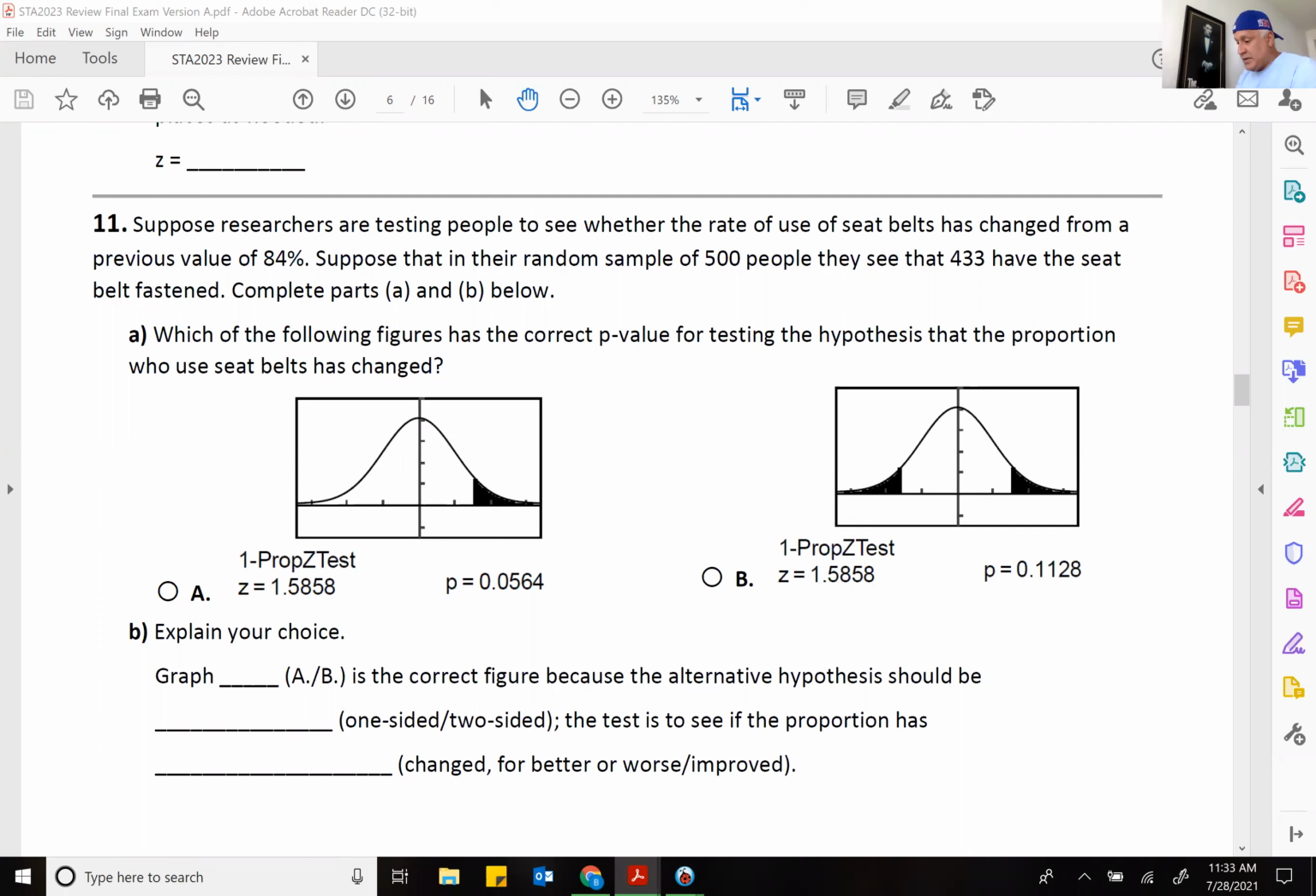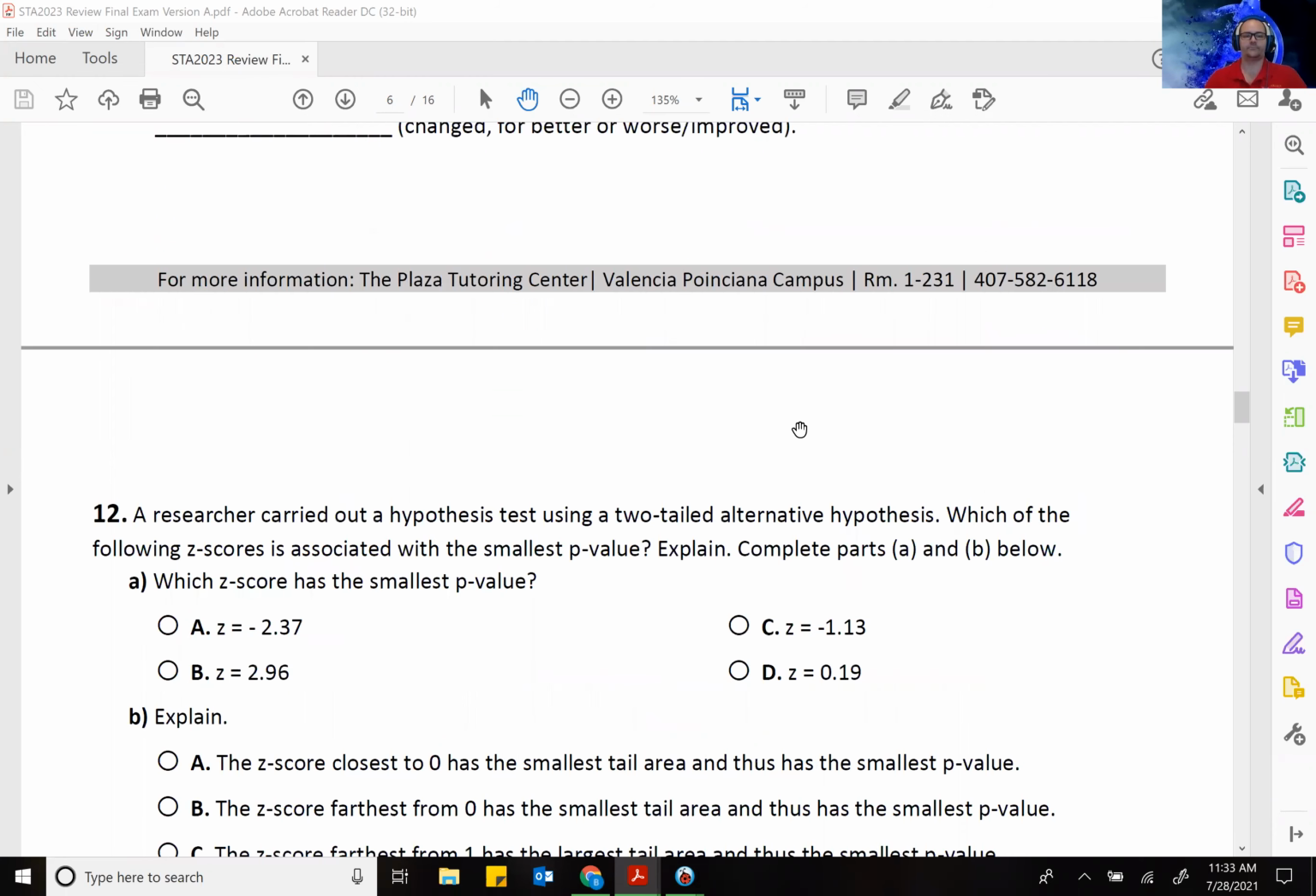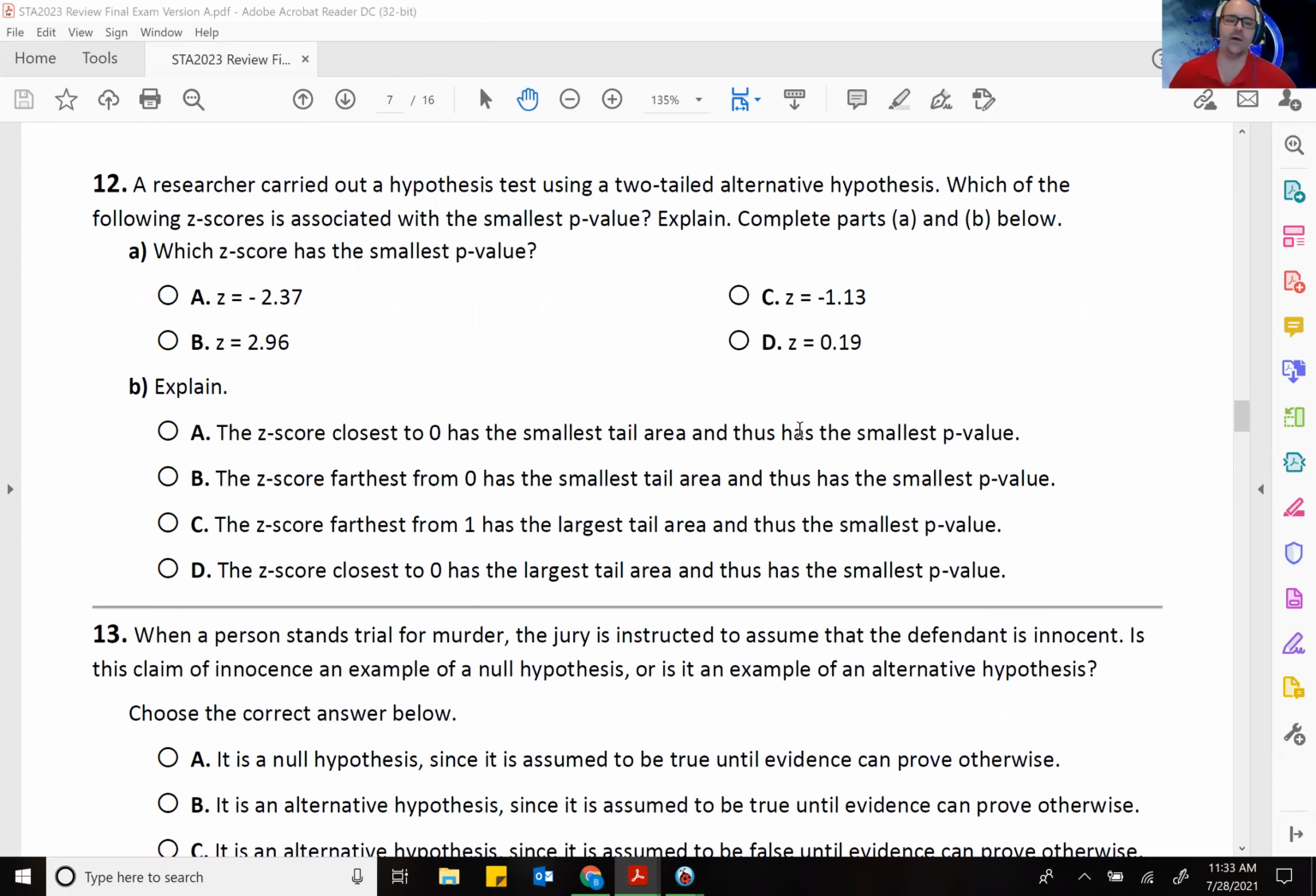Awesome sauce. All right, number 12. So a researcher carried out a hypothesis test using a two-tailed alternate hypothesis. Which of the following z-scores is associated with the smallest p-value? Explain. Complete parts A and B below. So which one of these scores will give us the smallest p-value? B. Why B? Because the bigger the z-score, the smaller the p-value will be.